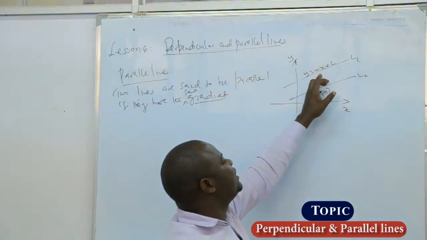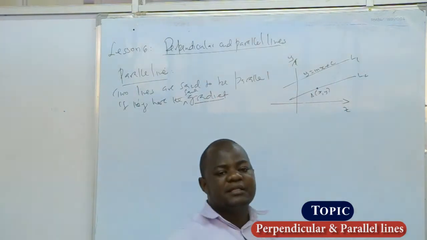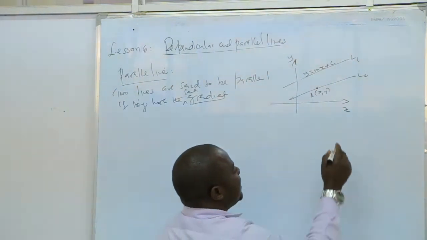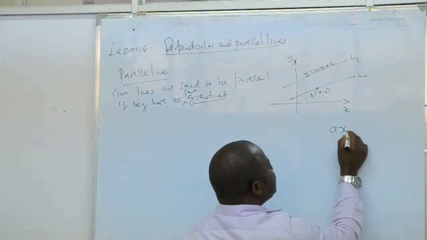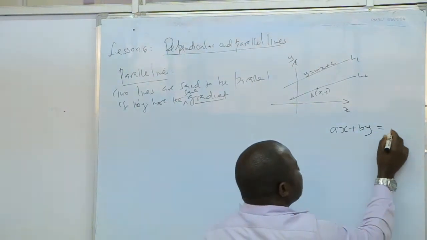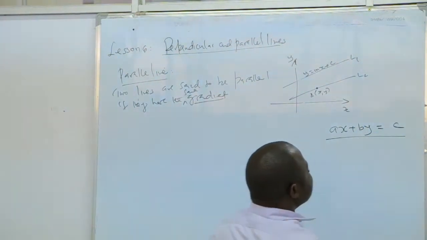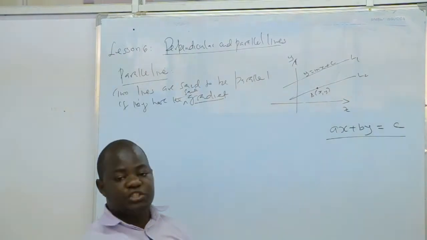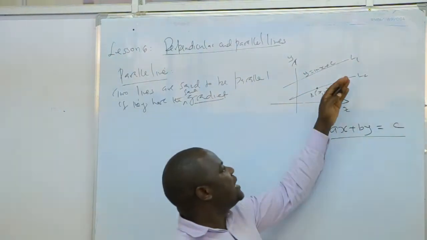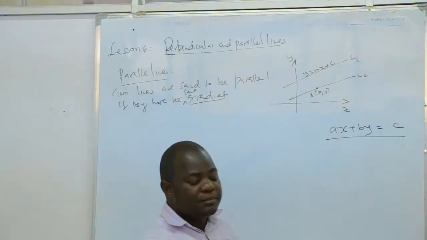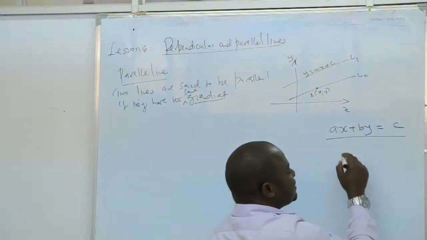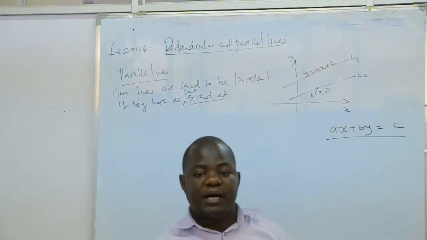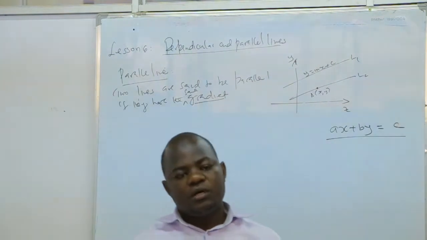Sometimes they don't give you the equation directly written as y is equal to mx plus c. Sometimes they give you the equation in another form. We looked at this form, so you have to transform that equation into y is equal to mx plus c by making y the subject, so that you can come up with the gradient.